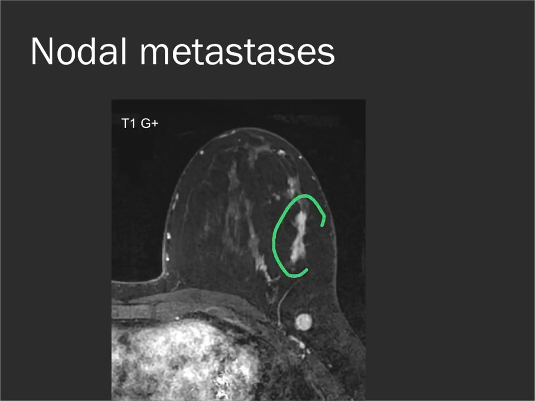This is a patient who has about a 2 centimeter invasive ductal carcinoma here. And despite a relatively small tumor, this is an abnormal round lymph node, which we biopsied and was metastatic.